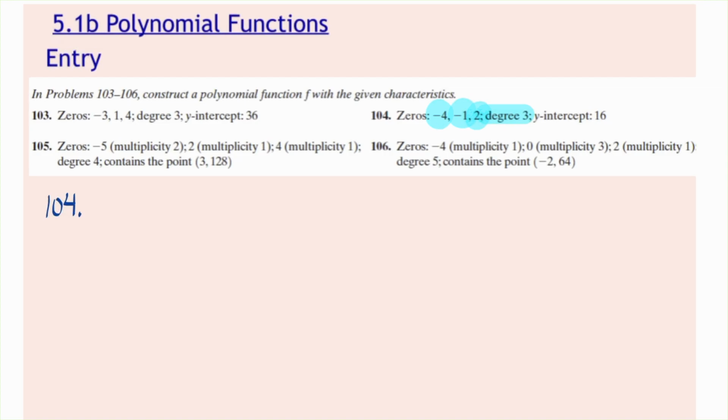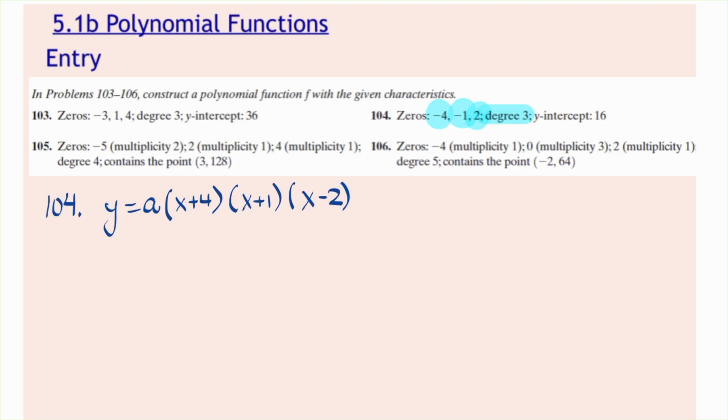So we can begin by writing y equals a, because every polynomial can have a multiplier, like an a value on the outside. And so for the first 0, -4, the corresponding factor would be x plus 4. For the next 0, -1, the factor would be x plus 1. And for the final 0, 2, my factor would be x minus 2. So each 0 corresponds with a factor.